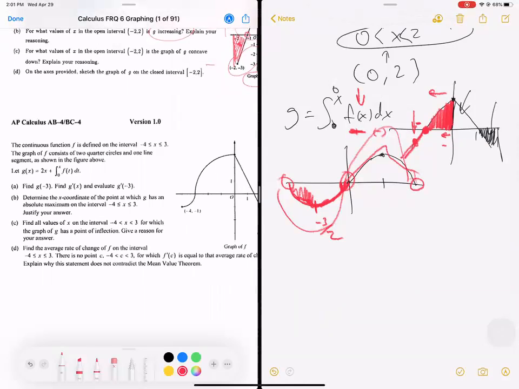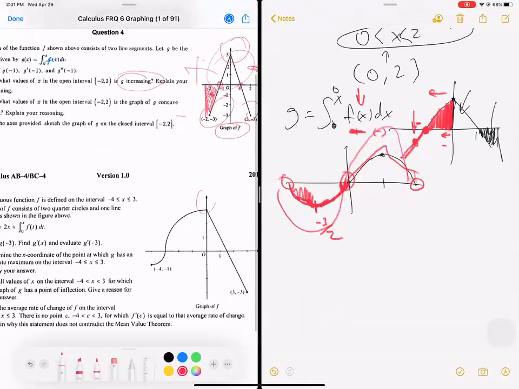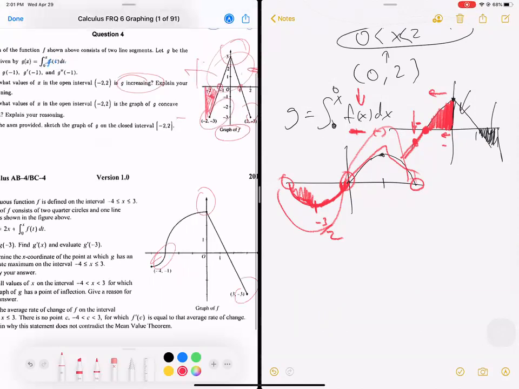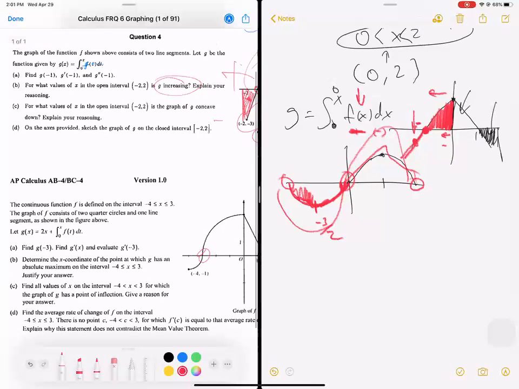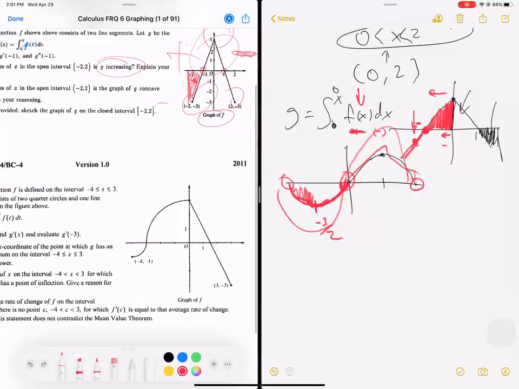Okay, let's go to the next one. The continuous function f is defined on the interval -4 to 3. I see that it's continuous. There are no breaks. It is not differentiable here, but it sure is continuous. And then it might have a vertical slope here, a vertical tangent. The graph of f consists of 2 quarter circles and 1 line segment as shown in the figure below. A quarter circle, and then a line. Okay, I recognize those 3.